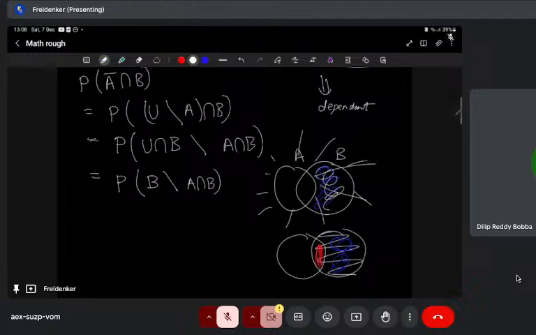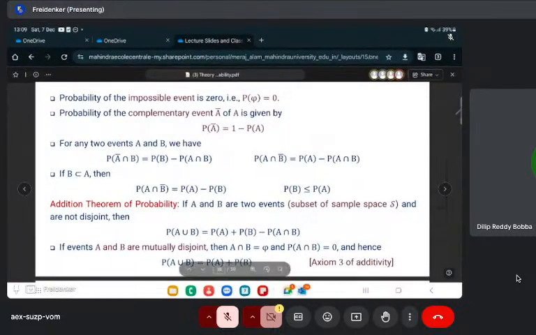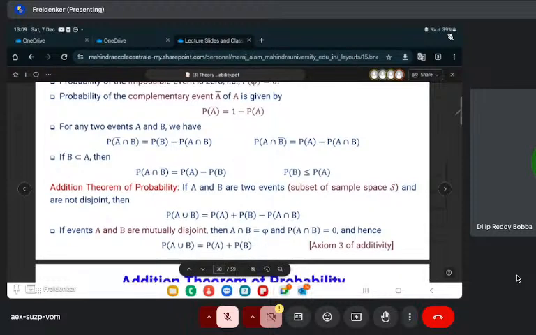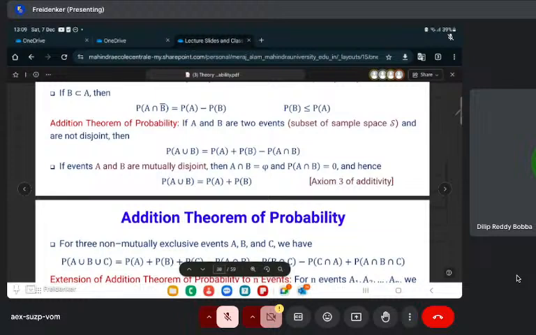They have a better way, right? They wrote directly probability of B minus probability of A intersection B. Is that what they wrote? Okay, fine. There's nothing to memorize. You can draw the Venn diagram and then just keep finding things. Addition theorem of probability.